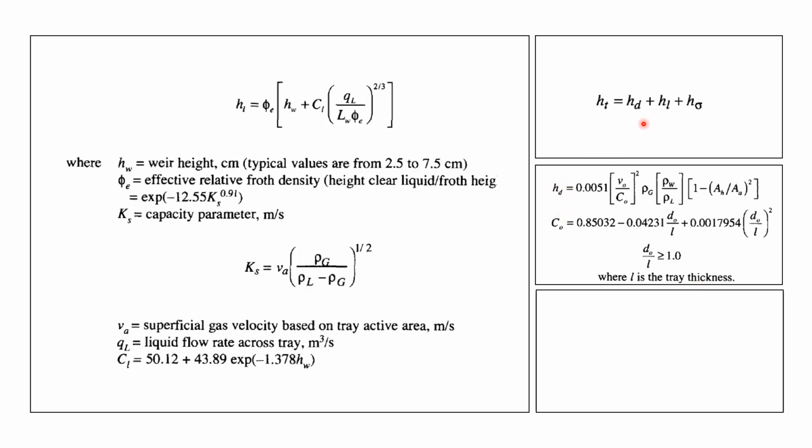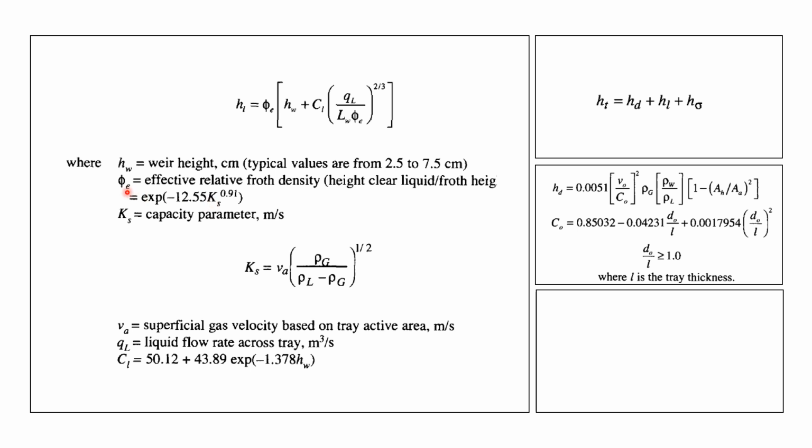Next, we need to calculate HL, and HL is calculated using this correlation, where it has HW, which is the weir height, and LW is the weir length. We have QL, the volumetric flow rate of the liquid, and we have phi E, which is the effective relative froth density, which is basically the ratio between the height of the clear liquid without any bubbles, without any froth, divided by the froth height. If you don't know froth, just imagine a cappuccino where it has this froth layer on top of the liquid.